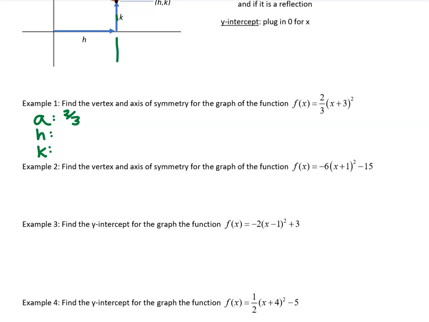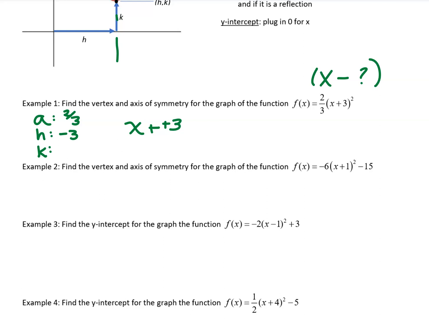H is the number that's being subtracted inside the parentheses. Since this says x plus 3, that means it was x minus what number ended up giving us a plus 3? Minus 3. So h needed to be a -3. Because if you have x minus a -3, that's what's going to make it a plus 3. And what we said when we did absolute value was just to think of it as the opposite of what it looks like it is. It looks like h is positive 3, so it's really a -3.